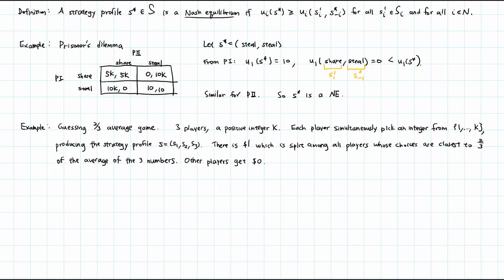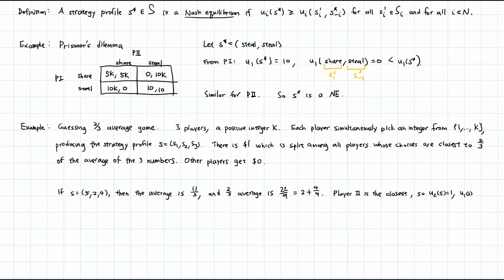So for example, if S is 5, 2, and 4, then the average is 11/3, and 2/3 of the average is 22/9, which is 2 plus 4/9. Player 2 is the closest, so the utility for player 2 is 1, and the utility for the other 2 players are 0. So is S a Nash equilibrium?